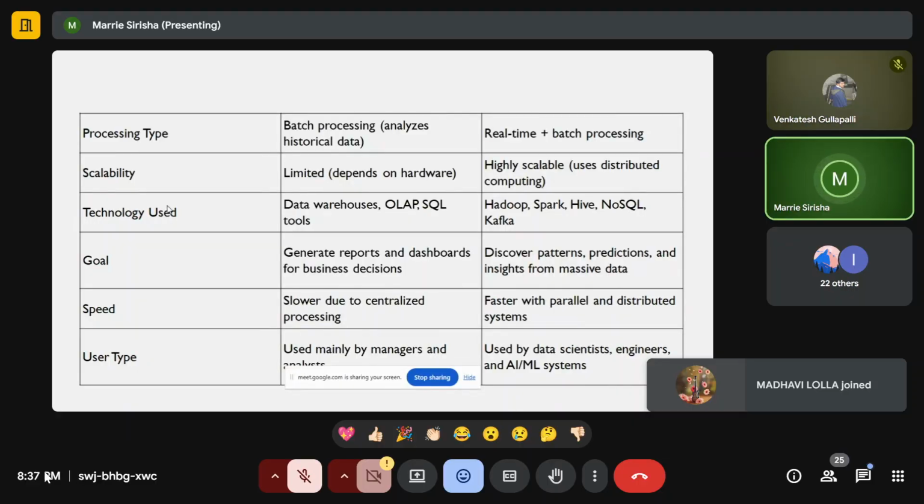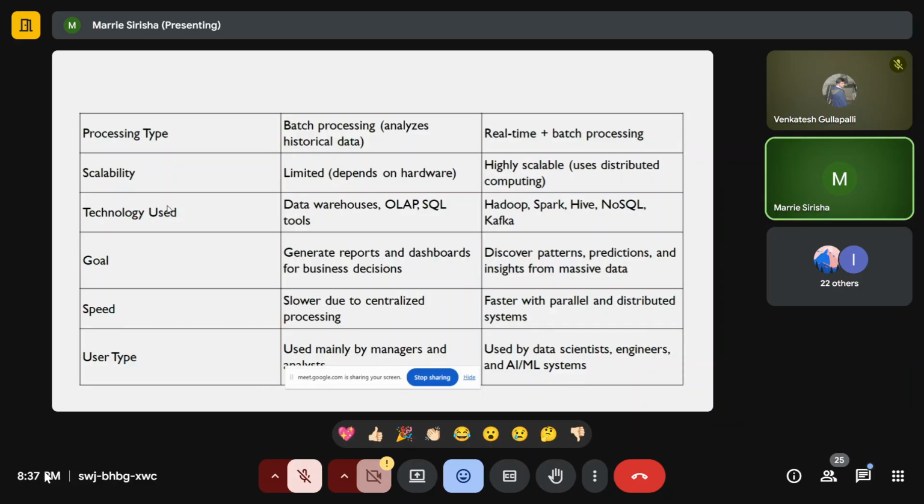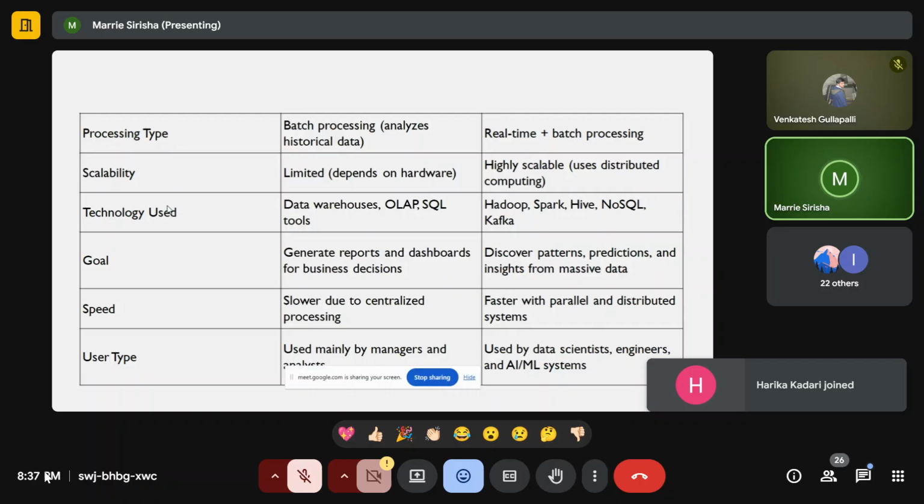But in big data, we are discovering patterns, predictions, and insights from massive data, right? And speed. How was the speed? It is slower due to the centralized processing, as one system has to do all the work. So it is a centralized system, and because of that, it is slower. Whereas big data is faster because it has multiple processing like parallel processing and distributed processing. For that, we are using parallel distributed systems, etc.